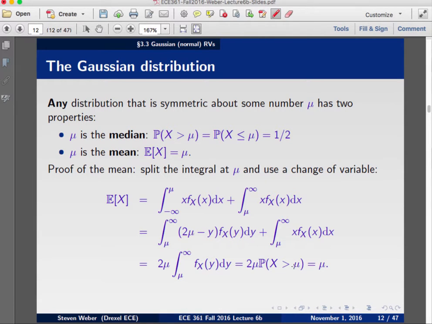And so what I have shown then is that E of x equals 2 mu times the probability x greater than mu. But from the previous exercise, we know that the probability x greater than mu is equal to 1/2. So this equals mu. Thus, in conclusion, the expected value of this random variable must equal mu, the point at which the distribution is symmetric. Okay, so that verifies for us that this parameter mu corresponds to the mean and in fact also the median.